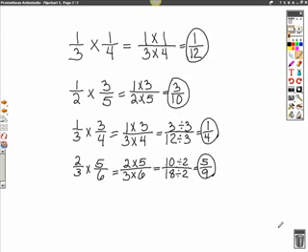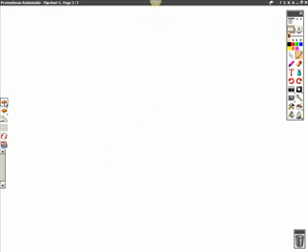Okay, we're going to go ahead and try something just a little bit harder. Now we're going to learn how to multiply a fraction and a whole number. Let's say for instance we have 3/4 times 4. Now this is not as difficult as it first looks. First thing you want to do is rewrite your problem so that you have two fractions to multiply. So we're going to leave 3/4 alone.